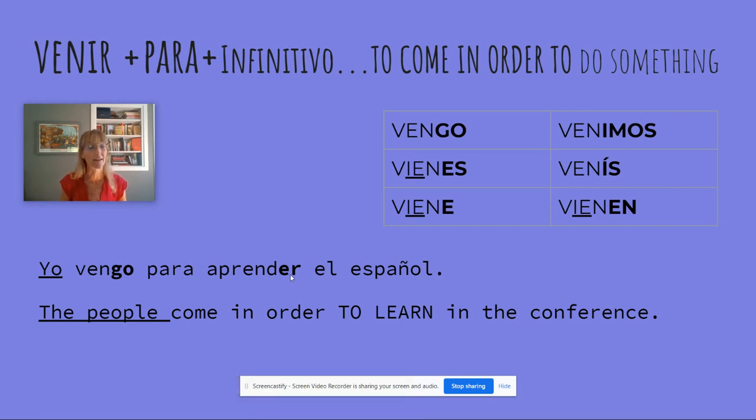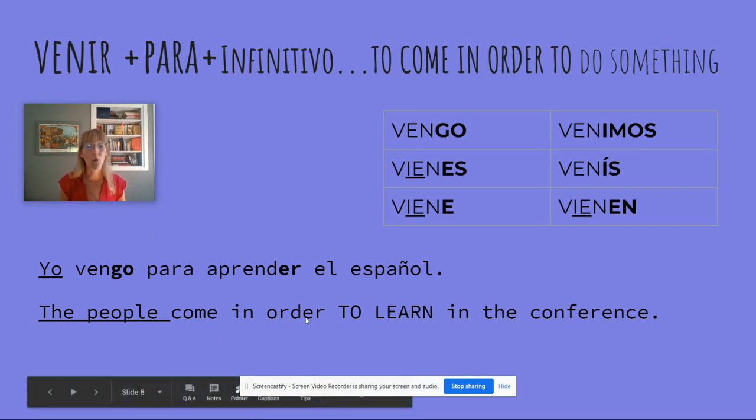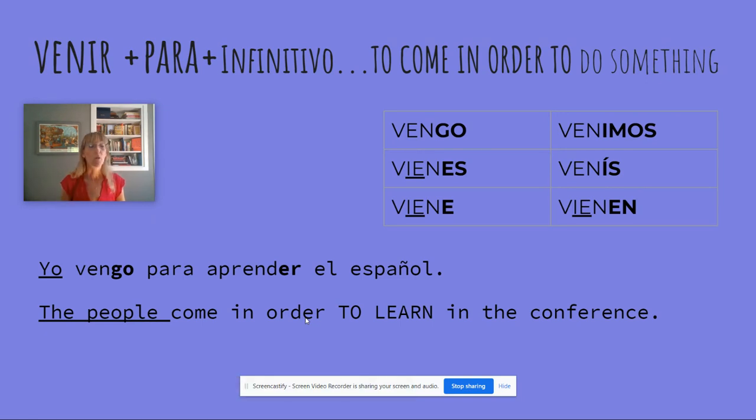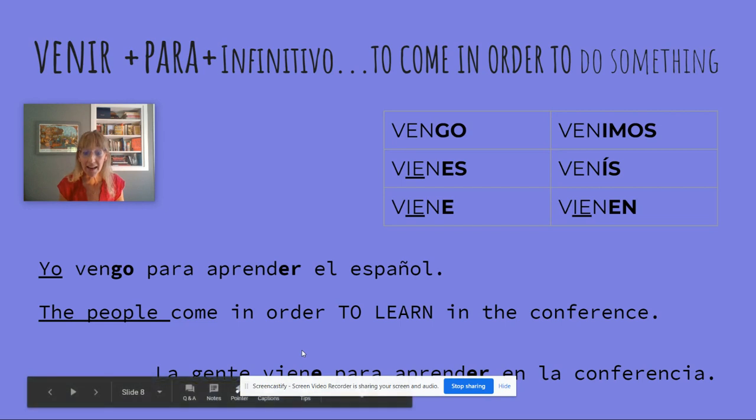Let's try another one. The people come in order to learn in the conference. Now, cuidado, ojo, with the people, la gente in Spanish, even though we are talking about more than one person, we're talking about one group. So this is going to be singular. La gente viene para aprender en la conferencia.